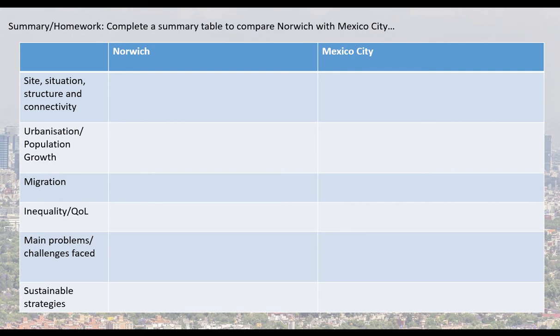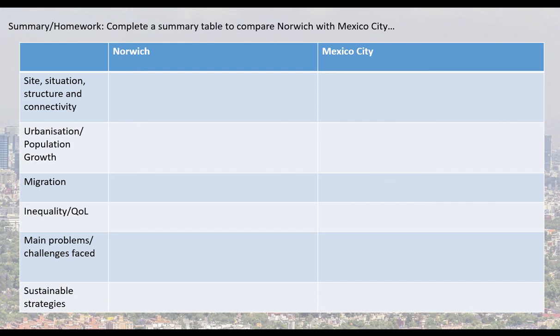The main problems faced by Norwich and the main problems faced by Mexico City. And then those sustainable strategies. For Norwich, they're going to be a slightly different kind of focus. For Mexico City, it's about top down and bottom up, and how getting the detail in there is probably the most critical, because I genuinely see an 8 marker coming from that particular final box there.